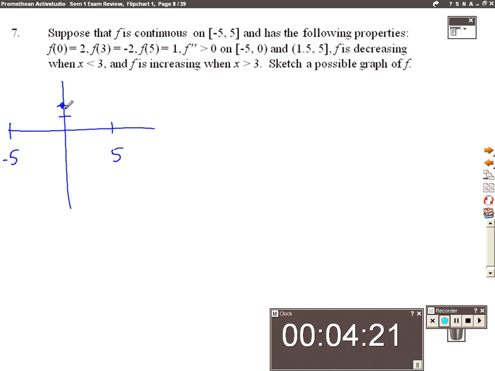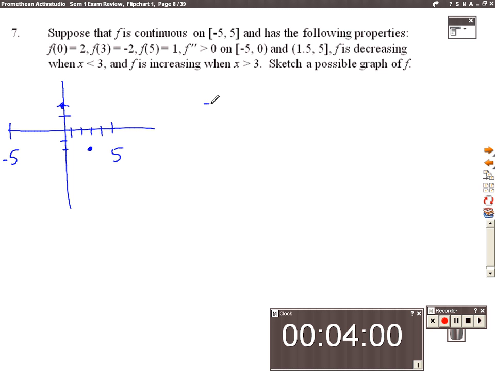f of 3 is -2. So 1, 2, 3, 4. f of 3 is -2. 1, 2. The second derivative is positive from -5 to 0.